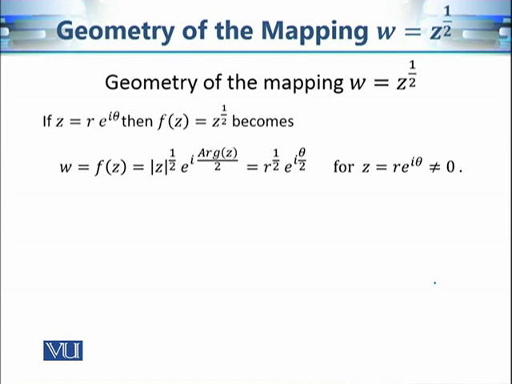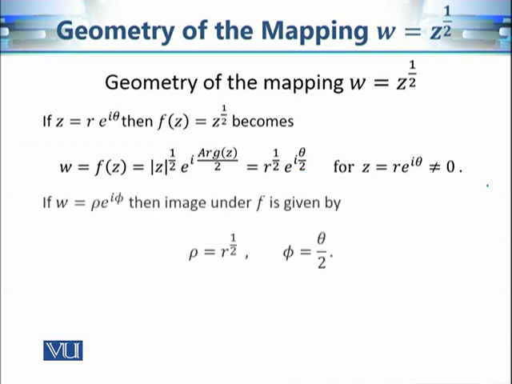Once again we are going to use the polar coordinates, and if z is equal to r e raised to power iota theta, then f of z is equal to z raised to power 1 by 2 becomes r raised to power 1 by 2 e raised to power iota theta by 2. Now once again, if we use the same exponential form in the w plane, then this principal root map can be defined using these equations: rho is square root of r and phi is theta by 2.